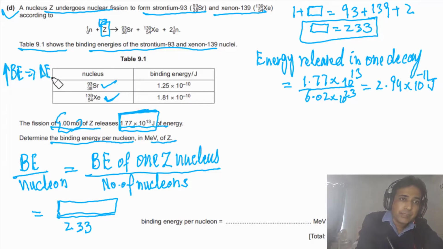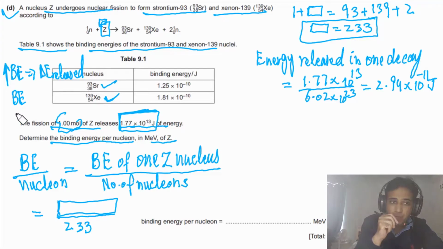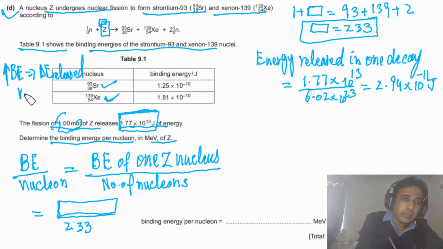So we can say delta E is released. This is one point you need to understand. Energy will be released, and if binding energy decreases, it means energy has to be absorbed. We can also compare this with mass. If the mass decreases, energy also will be released. So we can say delta E is released.